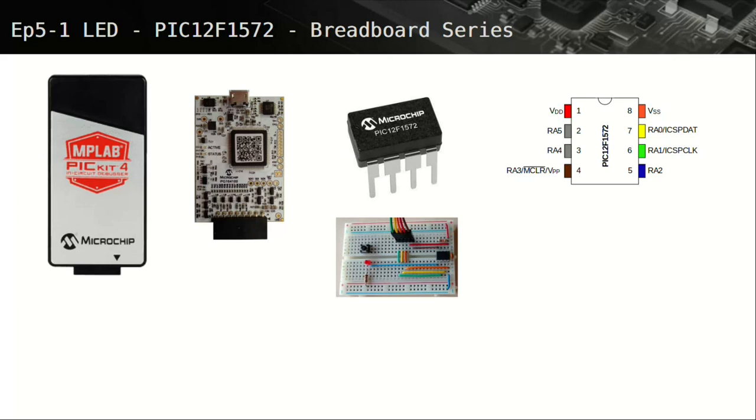In this tutorial, the 8-pin PIC12F1572 will be programmed to switch on an LED connected to pin 5 RA2, set up as a general purpose IO or GPIO, using both the PICkit 4 and Snap programmers. The tutorial starts off using assembly first and then C, which has two parts.